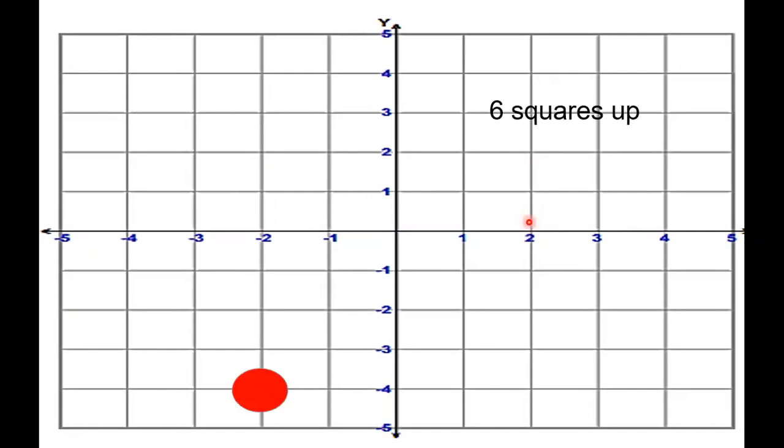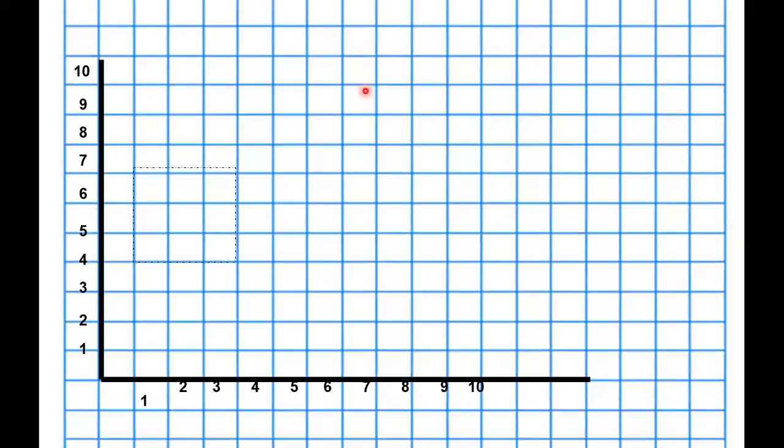Another example. We need to move our circle, which is at -2, -4. Now, where will it be if it slides 6 squares up? So 1, 2, 3, 4, 5, 6. So it will be here. As soon as we translated 6 squares up, it is now at -2, 2. All right?